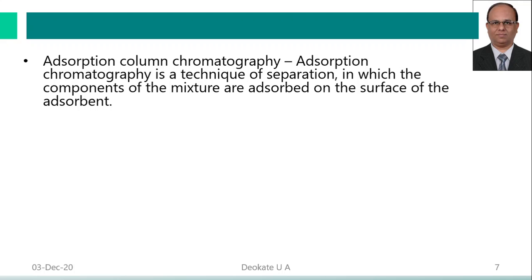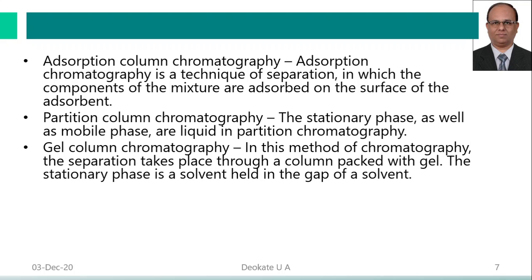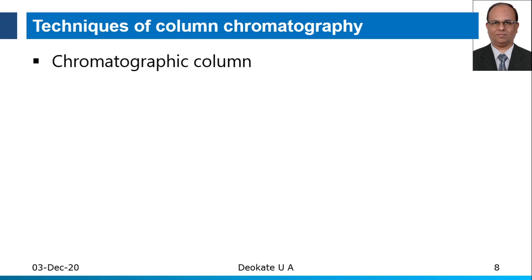Adsorption column chromatography is a technique of separation in which the components of a mixture are adsorbed on the surface of the adsorbent. In partition chromatography, the stationary phase as well as the mobile phase are liquid and are partitioned through the column. In gel column chromatography, the separation takes place in a column packed with the gel. In ion exchange column chromatography, the stationary phase is always an ion exchange resin.